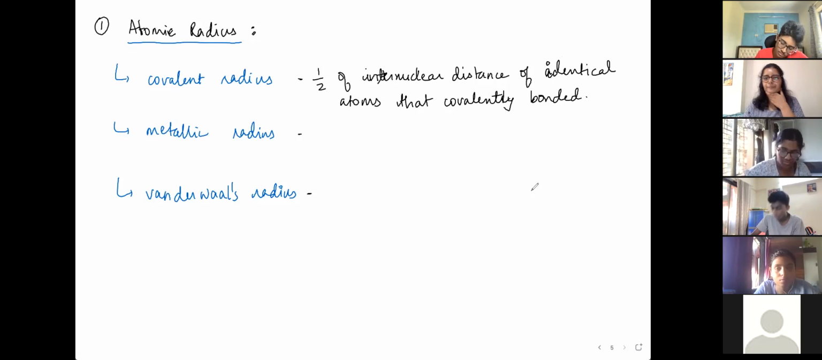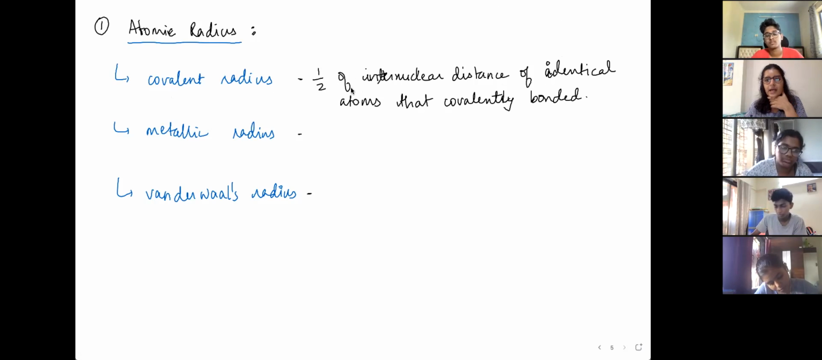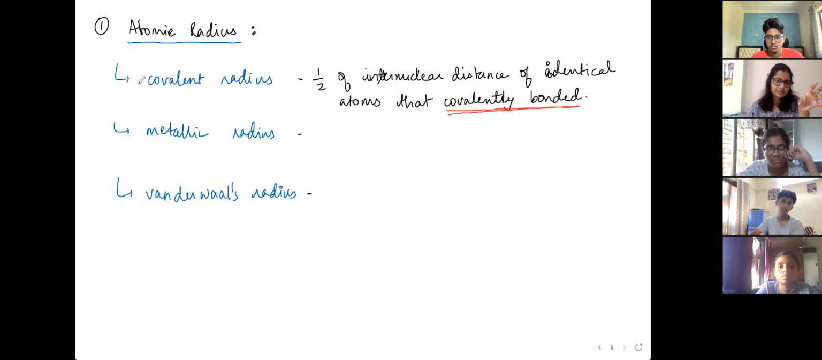Okay, so let's dissect this now. Covalent radius is half of the internuclear distance. It's the internuclear distance not of any two random atoms. You take two identical atoms that are in a covalent bond with each other, measure the distance between both of them, and then take half of it. If you are measuring the radius for covalently bonded atoms, that is the reason it's called a covalent radius. Another important point is that you need to take identical atoms.